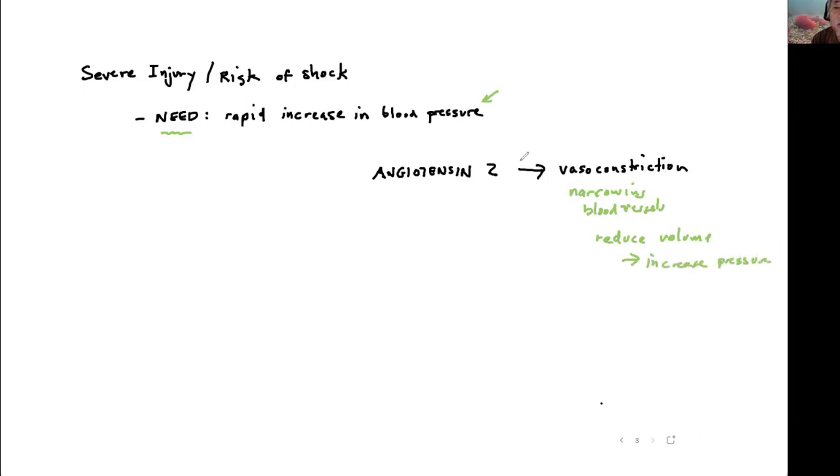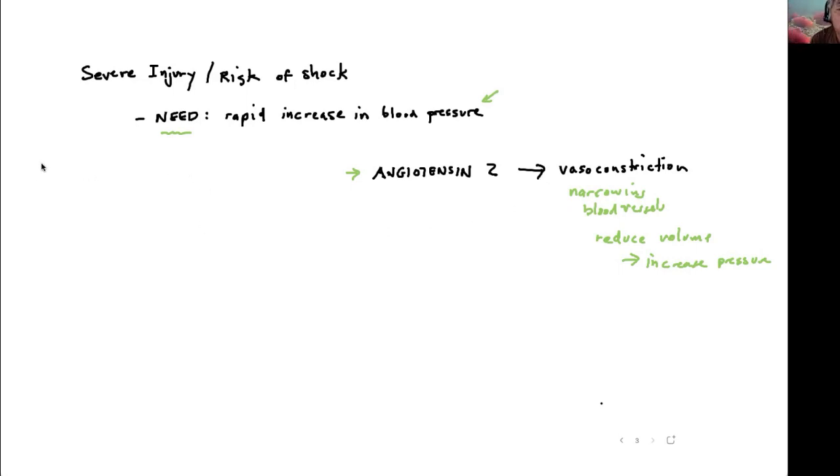Okay, and so it would be a really good idea for us to have a ready supply of angiotensin 2 ready to go at any given time. And that's exactly what's happening. Okay, and so the idea here is that in your cells, we don't stockpile angiotensin 2 because we don't want the vasoconstriction all the time. But we need to be able to initiate that vasoconstriction on a moment's notice.